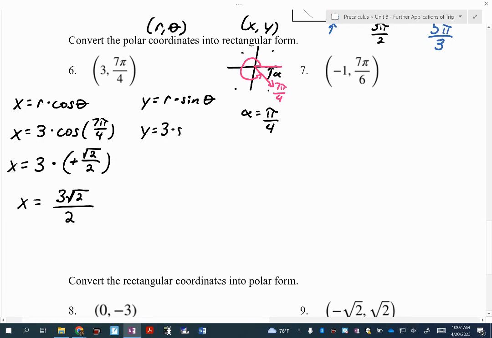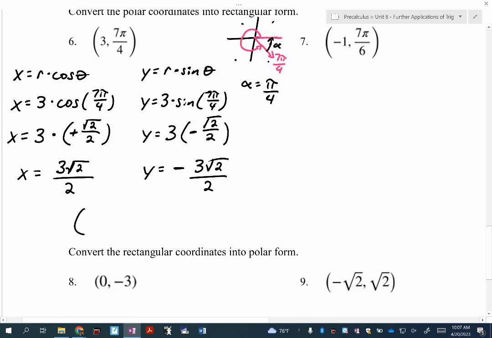So I got 3 times the sine of 7 pi over 4. Now I'm going to do the sine of pi over 4, which is, again, that square root of 2 over 2. But I'm doing all students take classes. Sine is actually going to be negative in that quadrant. So the answer for this one is going to be negative 3 times the square root of 2 over 2.